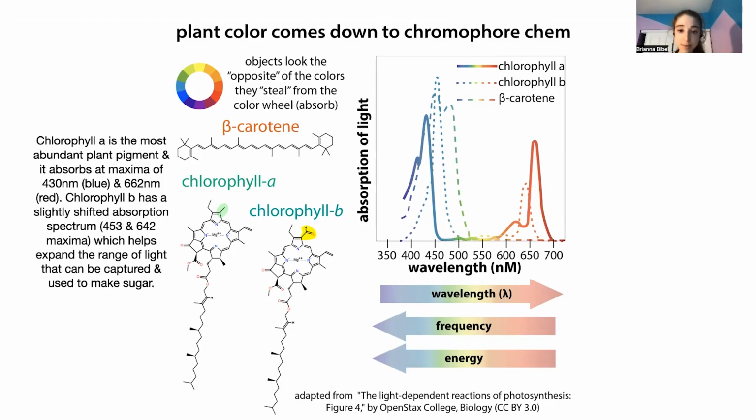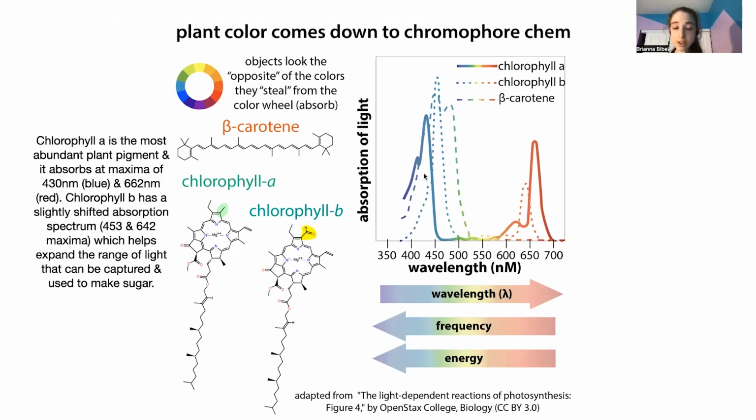So if a plant has a lot of this beta carotene and not a lot of other things, you're going to see orange. But if they have a lot of other things, you'll see a different color. One of the colors you often see is green, and that green color is going to come from chlorophyll.